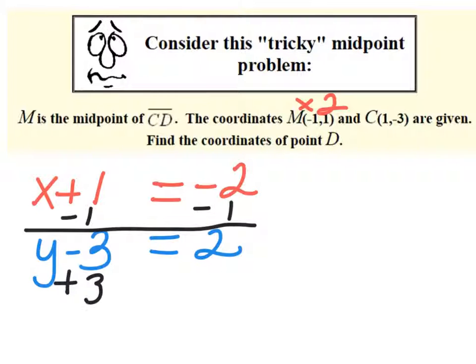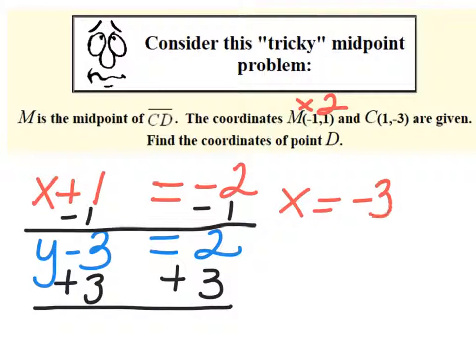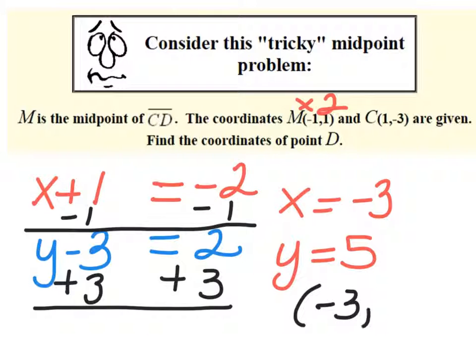Here, I add 3 to both sides. My x value equals -3. My y value equals 5 because 2 and 3 is 5. So my final answer, the endpoint D, the coordinates are -3 and 5.